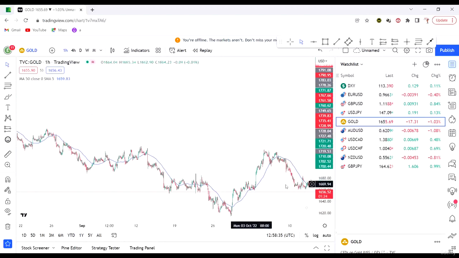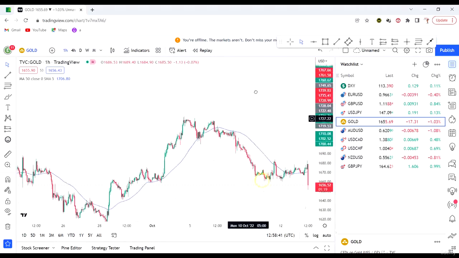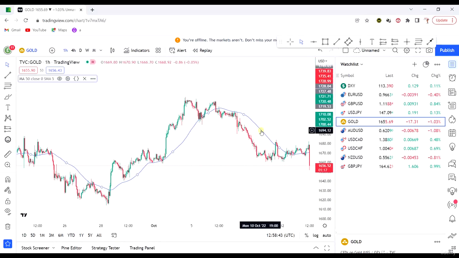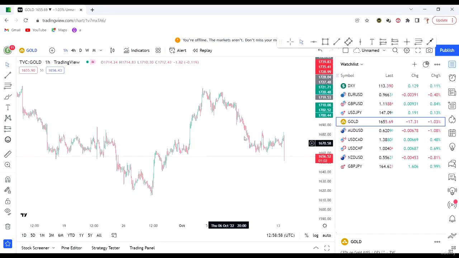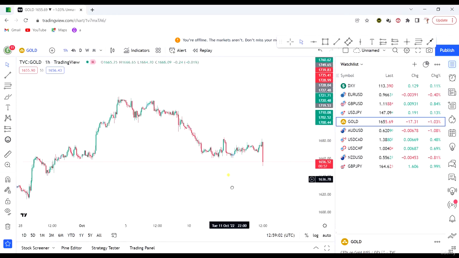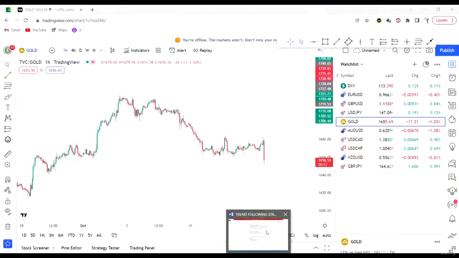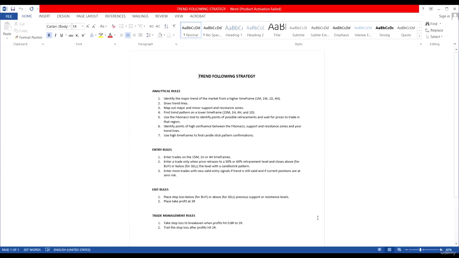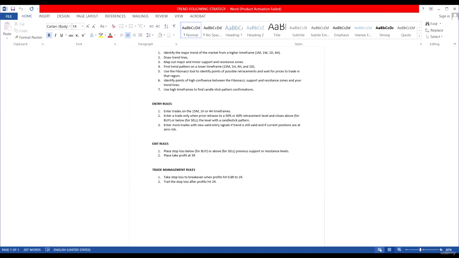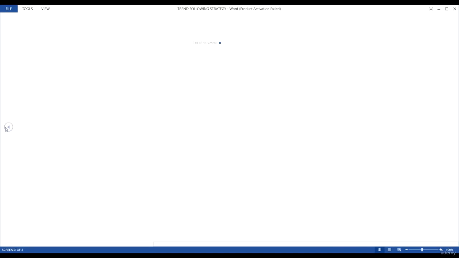So this is gold, and as you can see we have the indicator we used for the last one. I'm just going to delete this indicator. Let's remove the indicator, and then let's analyze this based on the strategy. But first of all, let's look at the rules of the strategy, right? So I'm just going to close this one. I'm going to use this one. So these are the rules.